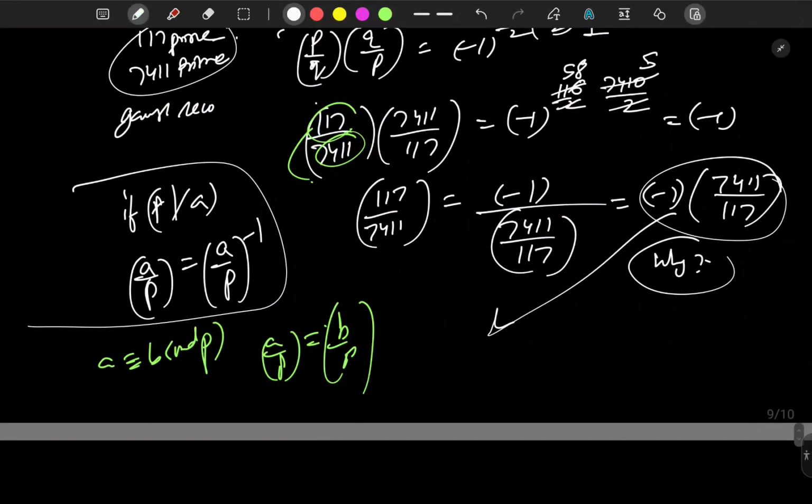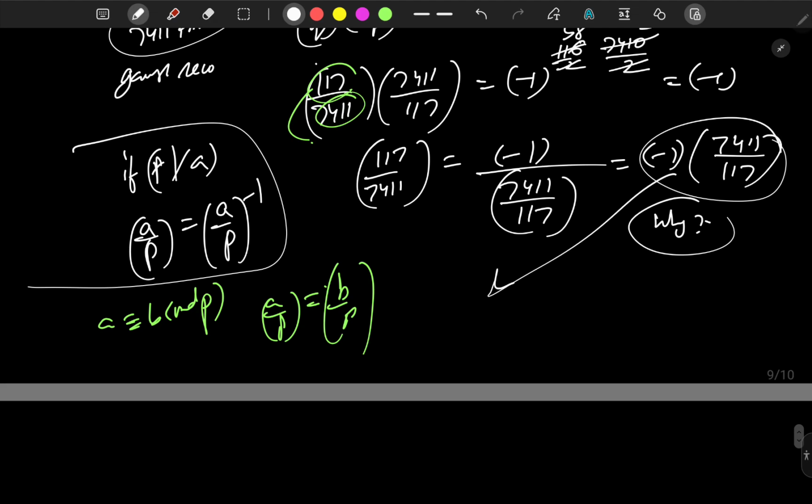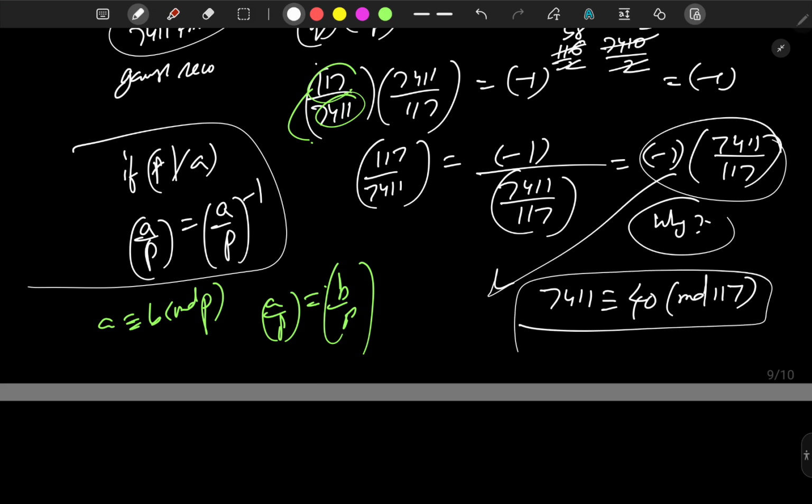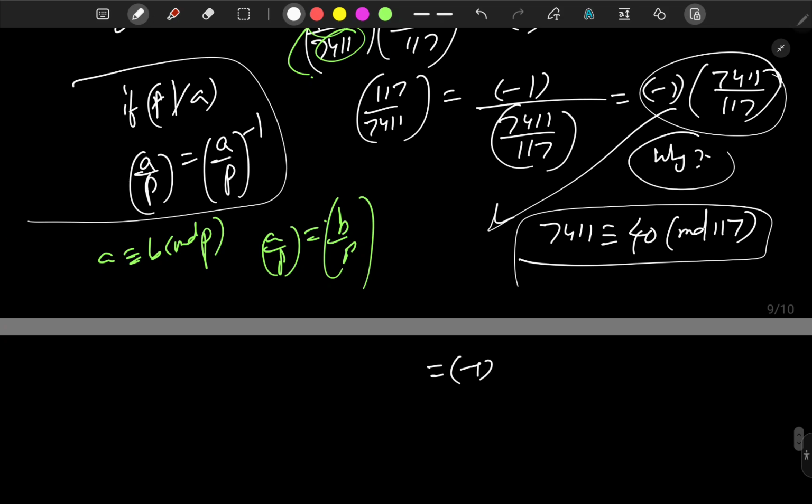Now just divide 7411 by 117. What will happen? We get a remainder of how much? What is the remainder? Just compute the value. Wait, let me use the calculator. Okay, I calculated the value and it turns out to be 40. So by this property I can write minus 1 whole power 40 by 117.